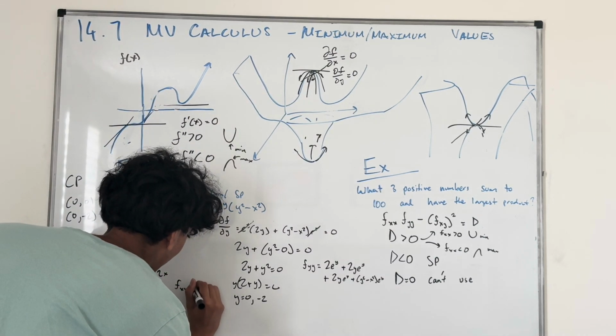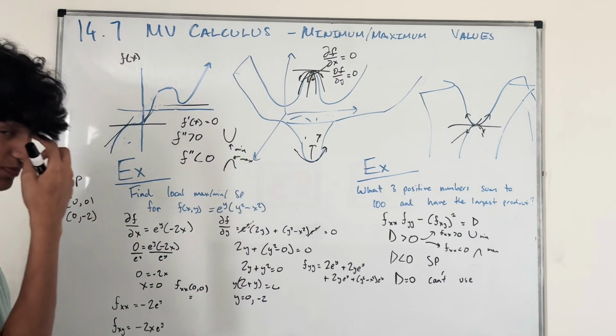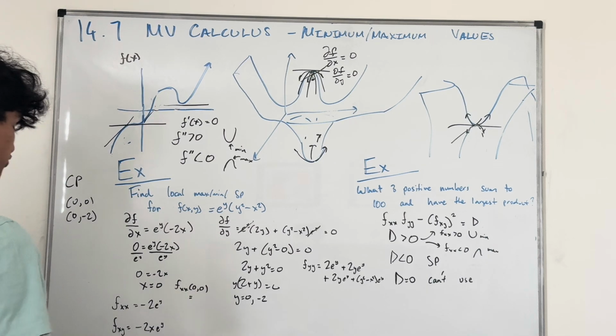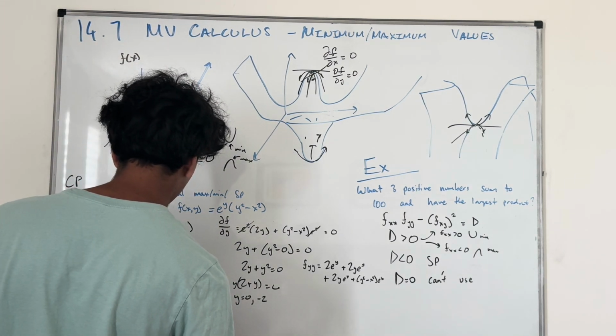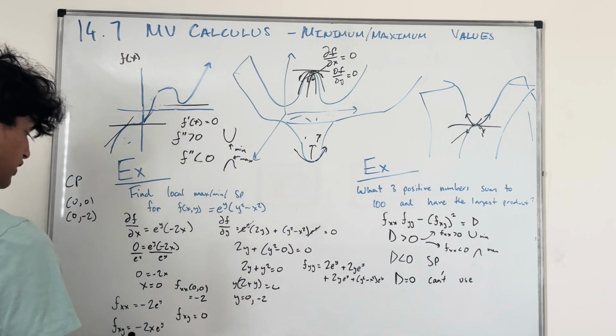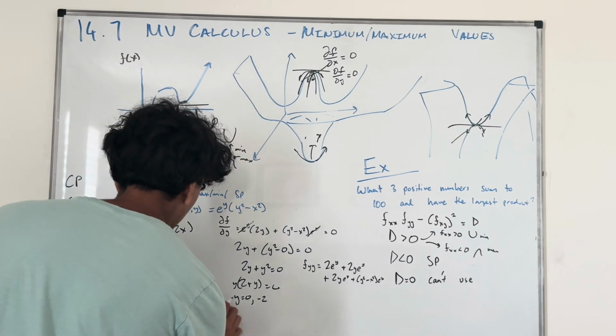I hate saying that whole jargon. There has to be a shortcut way. Whatever. When I plug in 0 as y, I just get negative 2. And f of xy, if I plug that in, I get 0, because when I plug in x as 0, the whole thing becomes 0.